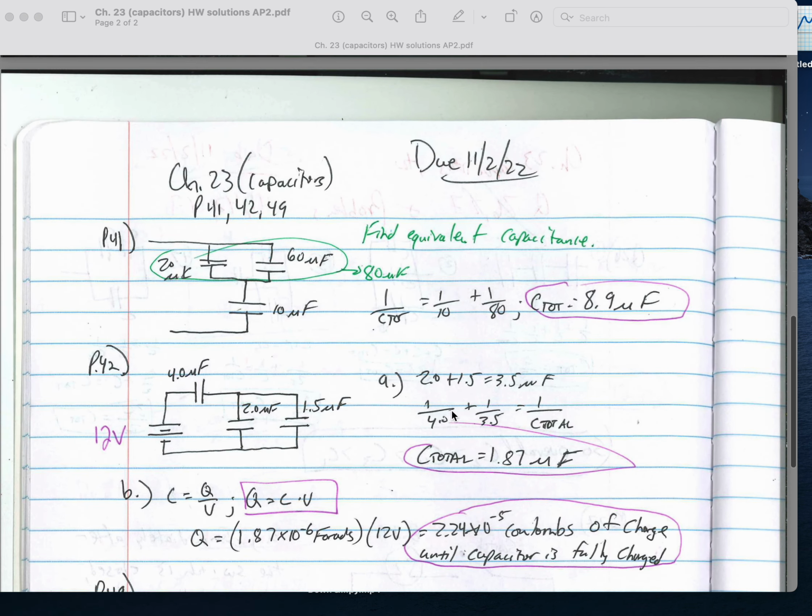For problem 41, asked to figure out the total capacitance. These two are in parallel, so we add them up. 20 plus 60 microfarads is 80 microfarads. Then this equivalent 80 microfarad capacitor is in series with a 10, so it's 1 over 80 plus 1 over 10, and that gives us 8.9 microfarads.